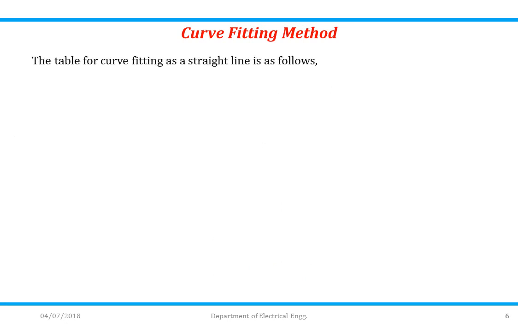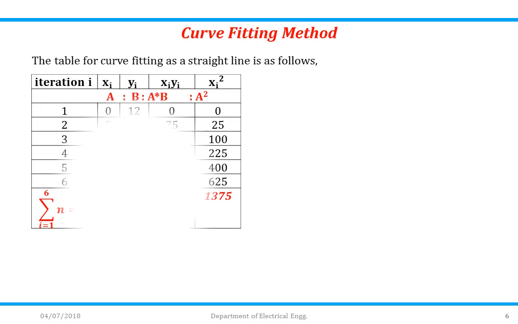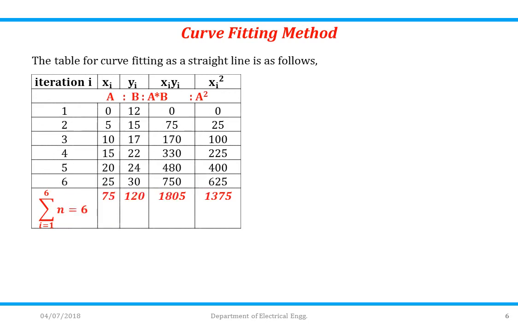The table for curve fitting as a straight line is as follows. As in the equation we require the values of xi, yi and xi square. Not only the values of xi, yi and xi square, but here we require the summation of all these values. So that's why we have prepared this table. By adding all these elements, we get the summation of xi, which comes out to be 75.